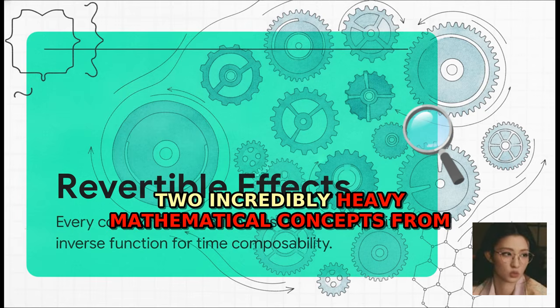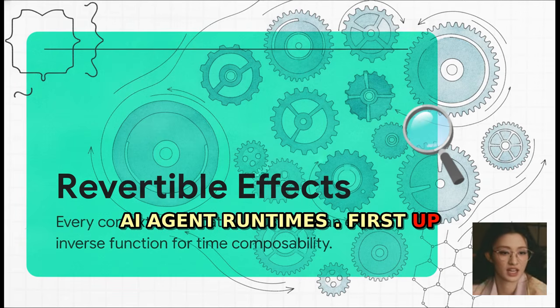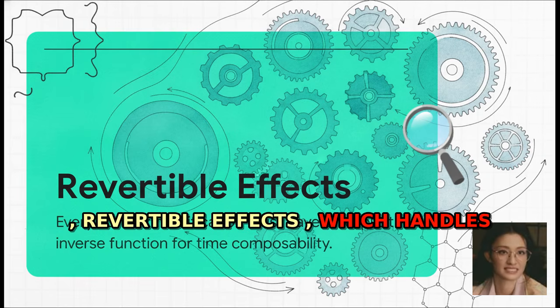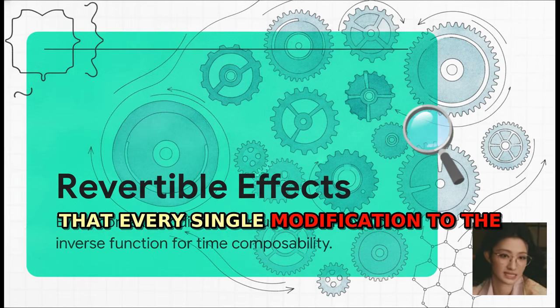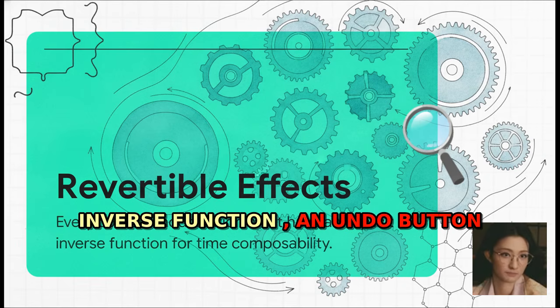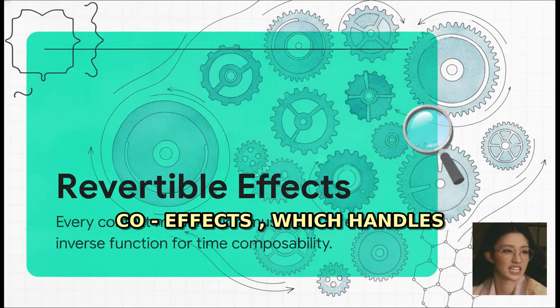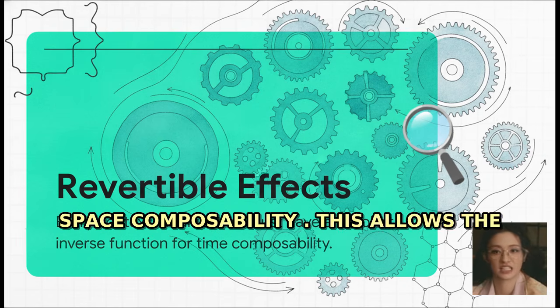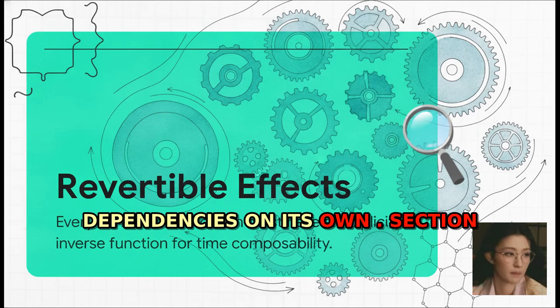Now, what's really interesting here is how they actually pull this off. They adapted two incredibly heavy mathematical concepts from type theory and brought them into AI agent runtimes. First up, revertible effects, which handles time composability. This basically dictates that every single modification to the context has to have an explicit inverse function, an undo button basically. Second, reactive coeffects, which handles space composability. This allows the runtime environment to automatically resolve all dependencies on its own.